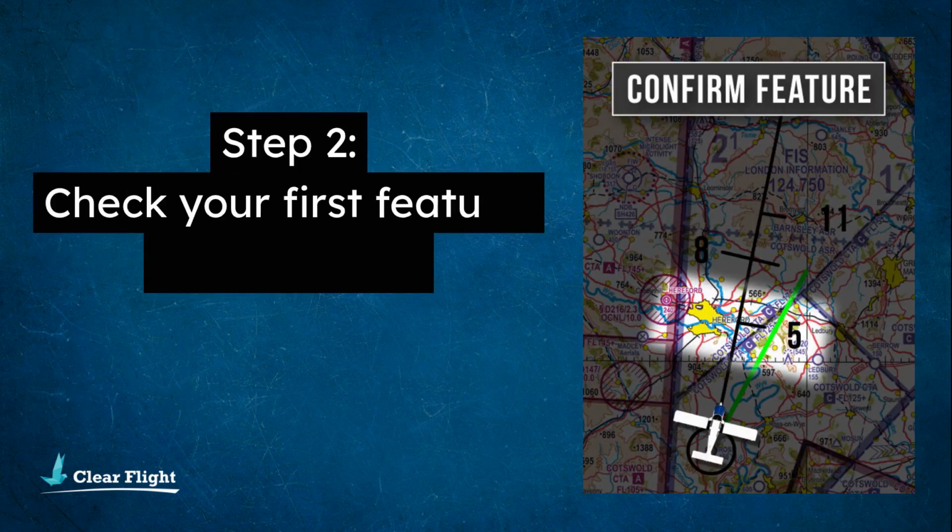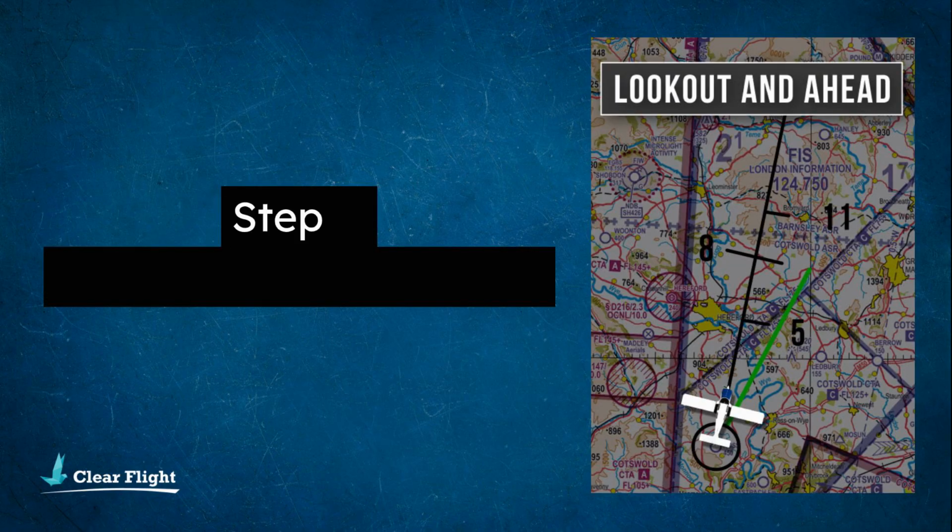Step 2 is to confirm your first navigational feature. Pick up your chart to check your first large identifiable feature and the time you expect to arrive there. Here, the first large navigational feature is Hereford at 5 minutes along the leg. You can then stow your chart. This helps to keep you looking outside and prevents over-focusing on any small features between your pre-planned large navigational features.